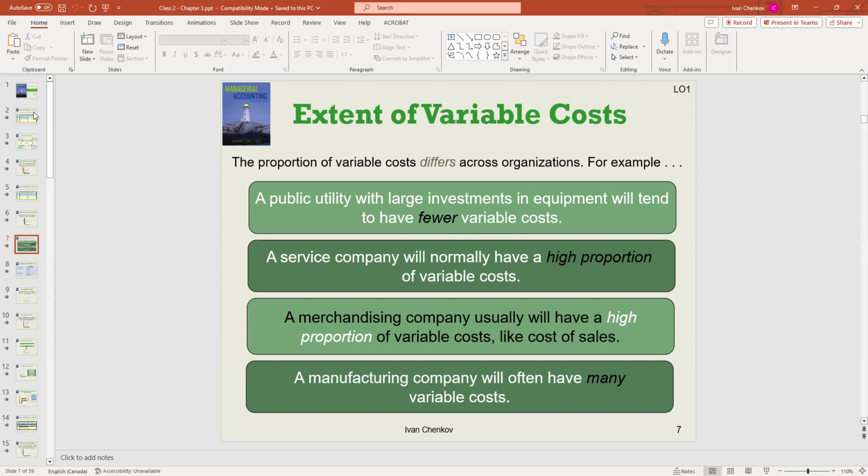Manufacturing company, they also have many variable costs. That would be direct material is a variable cost, direct labor may be a variable cost, manufacturing overhead is going to be variable cost, selling and administrative expenses, definitely sales expenses are variable costs, as we're going to see later. So for that reason, those companies, service, merchandising, manufacturing have many variable costs.